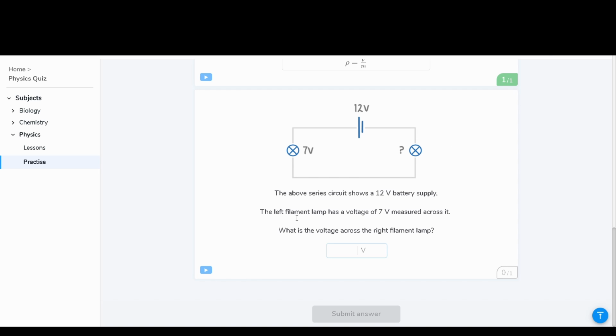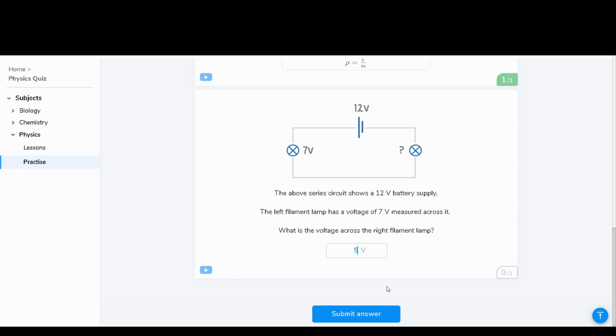The left filament lamp has a voltage of 7 volt measured across it. This filament has 7 volt potential difference. What is the voltage across the right filament lamp? 5 volts. Is that the final answer? Why do you think it's 5 volts?